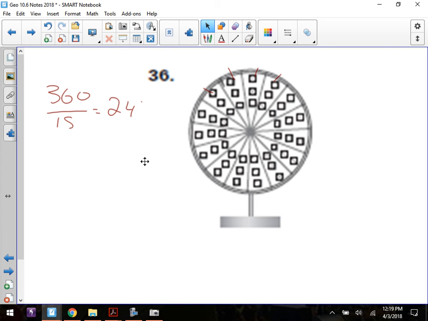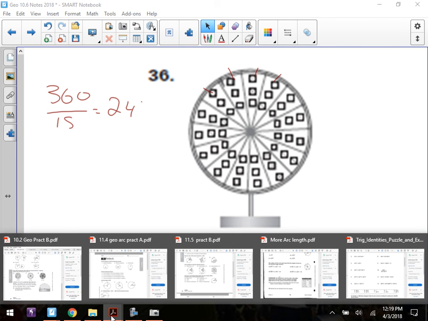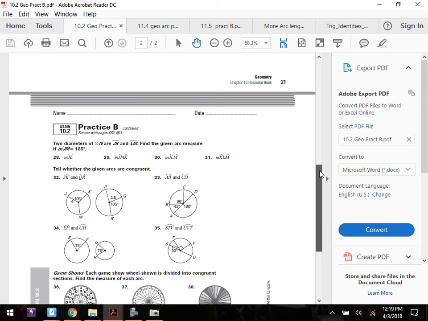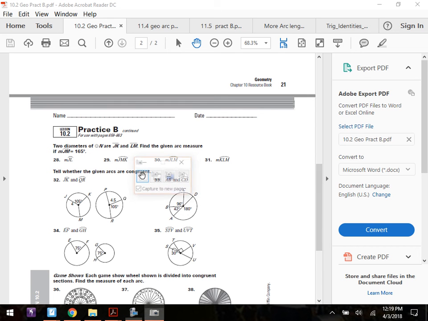How many you got in that one? How much? 15? Oh, yeah, how many? 24 of them, so that means each angle will be. Yeah, sometimes you get that. Now, go up to the very top of that page.